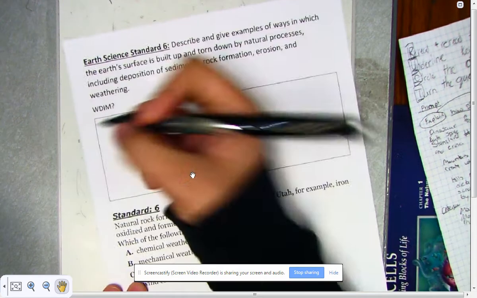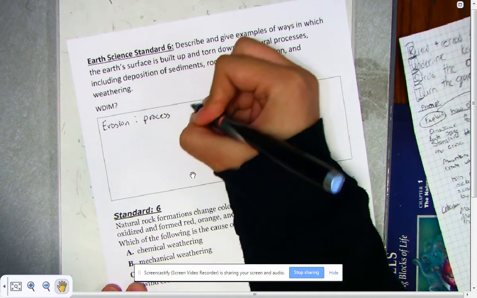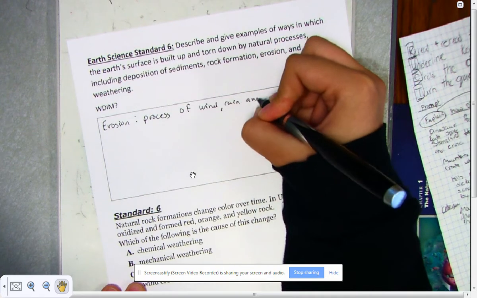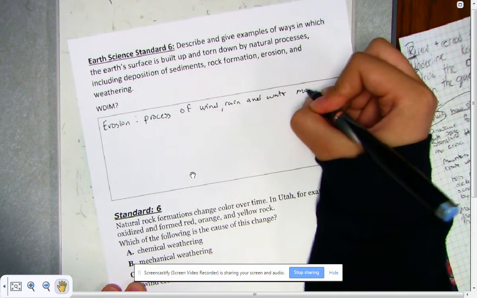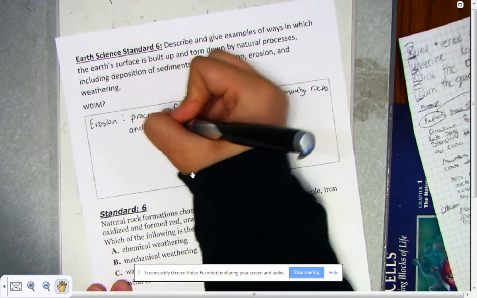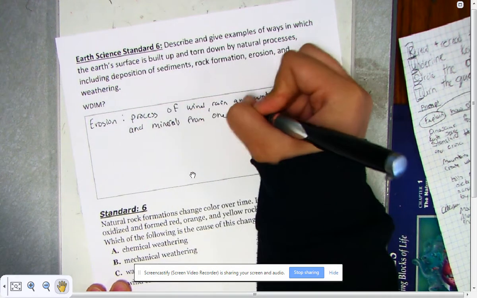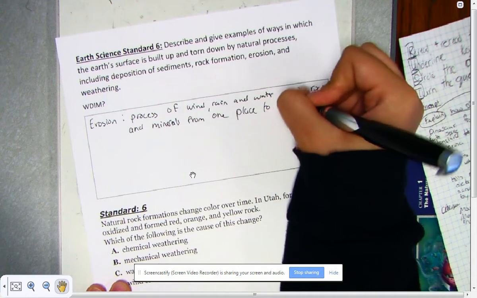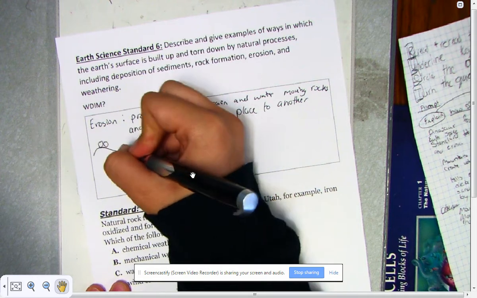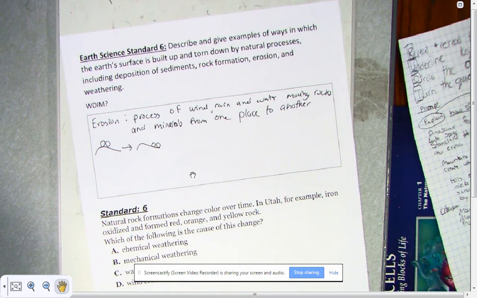So basically, erosion is the process of wind, rain, and water moving rocks and minerals from one place to another. So an example of that would be rocks are on a hill and they'd move down from the hill because of wind or rain or water.